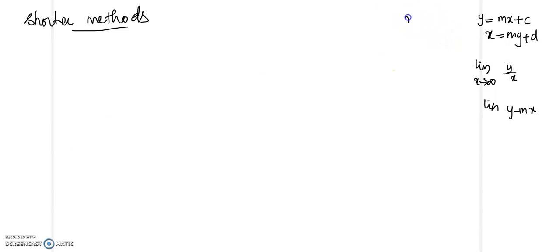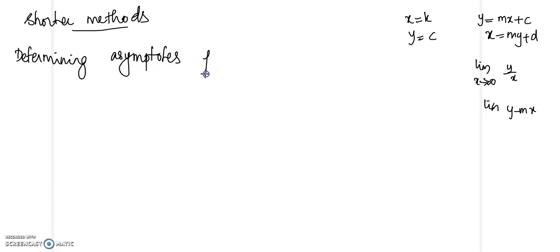Now, parallel asymptotes are asymptotes of the form x equal to k and y equal to c. So x equal to k are the asymptotes which are parallel to the y-axis, and y equal to c are the asymptotes parallel to the x-axis. First we look at the shorter methods for determining the asymptotes of the form x equal to k or y equal to c. So we look at determining asymptotes parallel to coordinate axis.